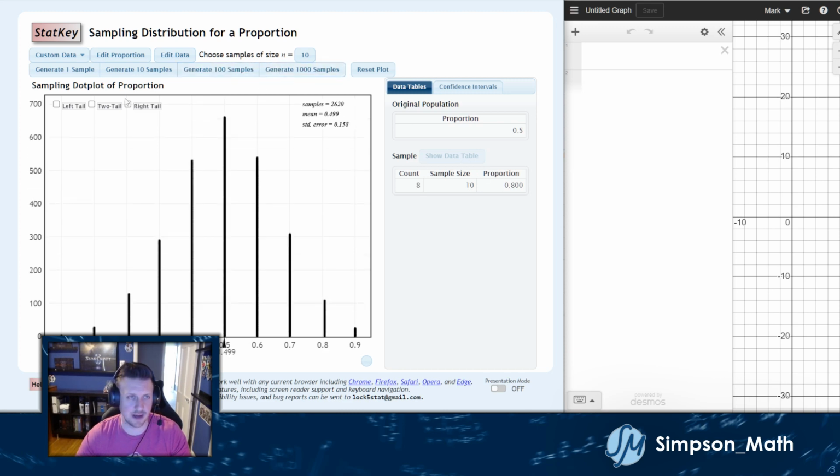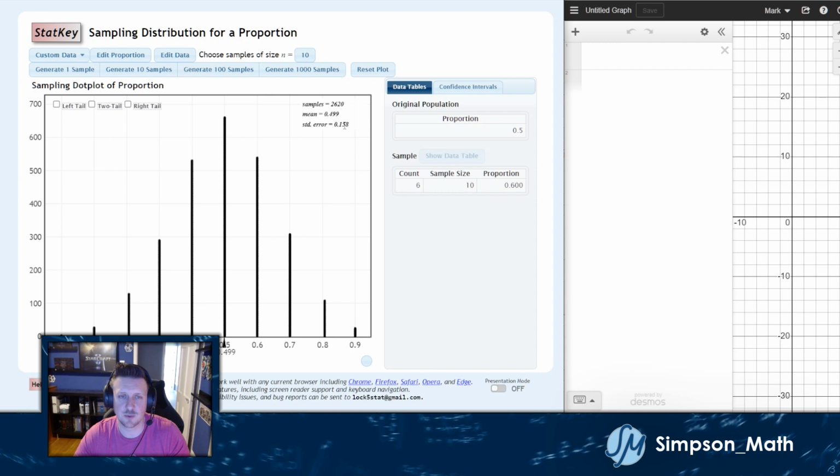So here I've done it about 2,600 times. We can see that it has this kind of symmetric look. According to Larson, this is approximately normal enough that we could use the normal distribution. I would want it to be at least twice as big. I'll show you what that looks like in a second.